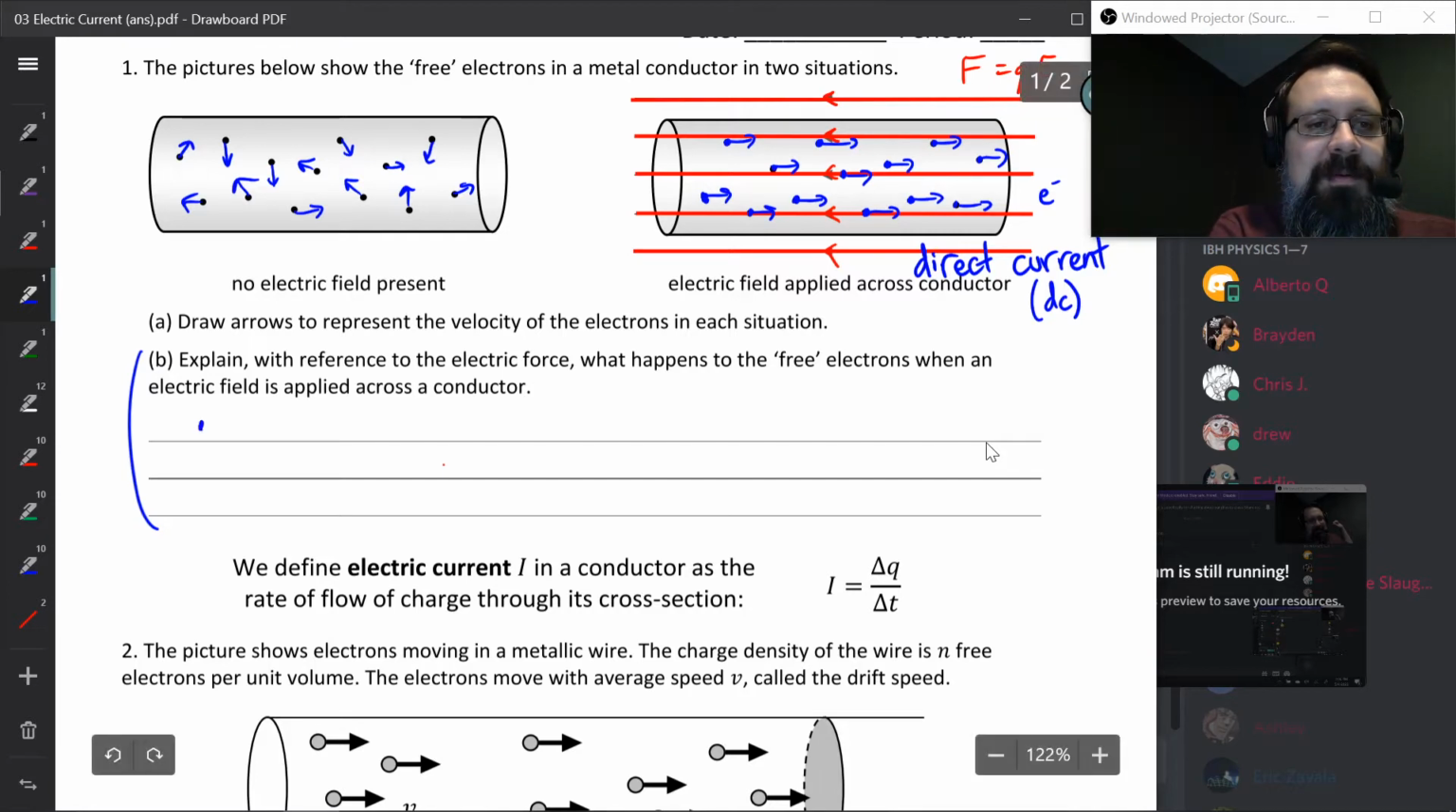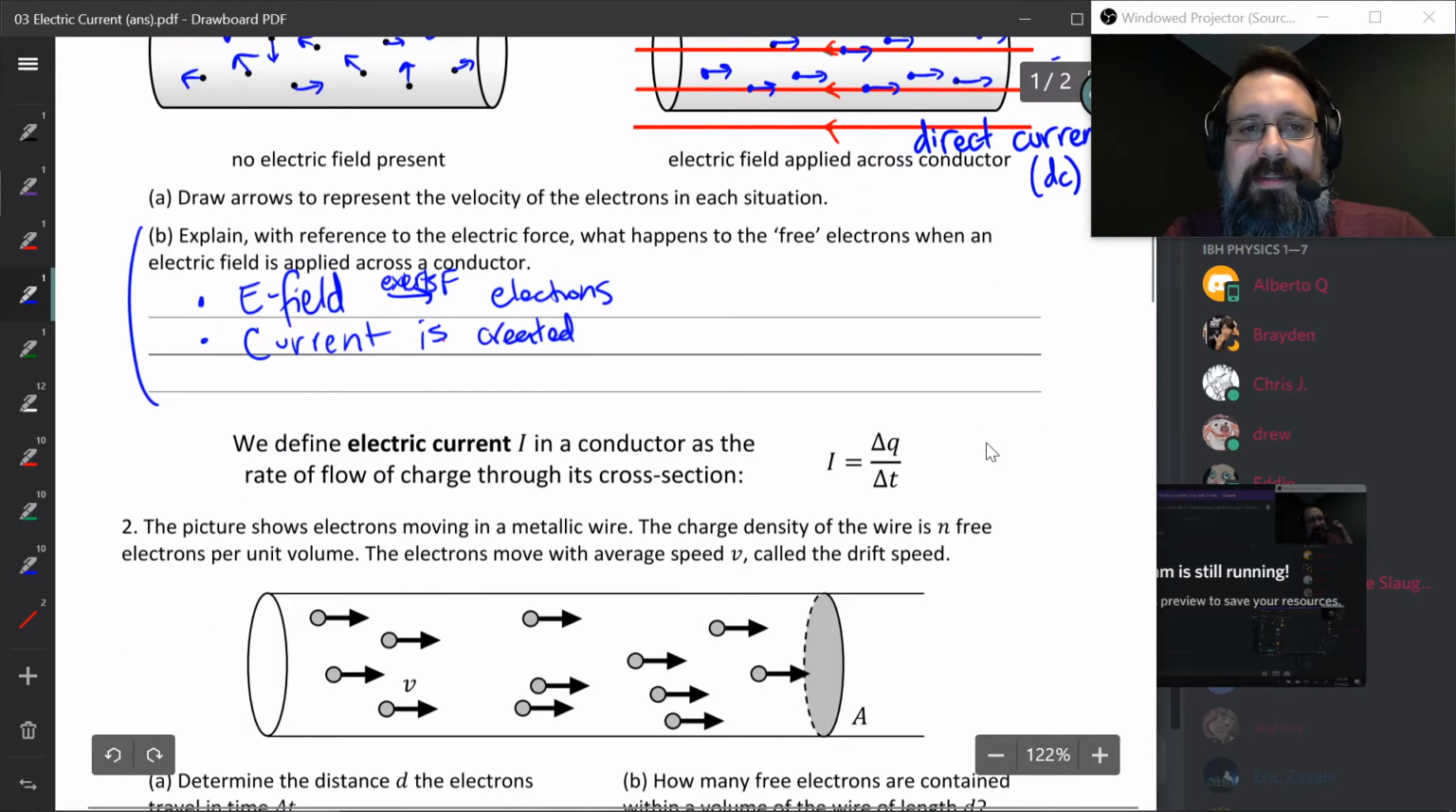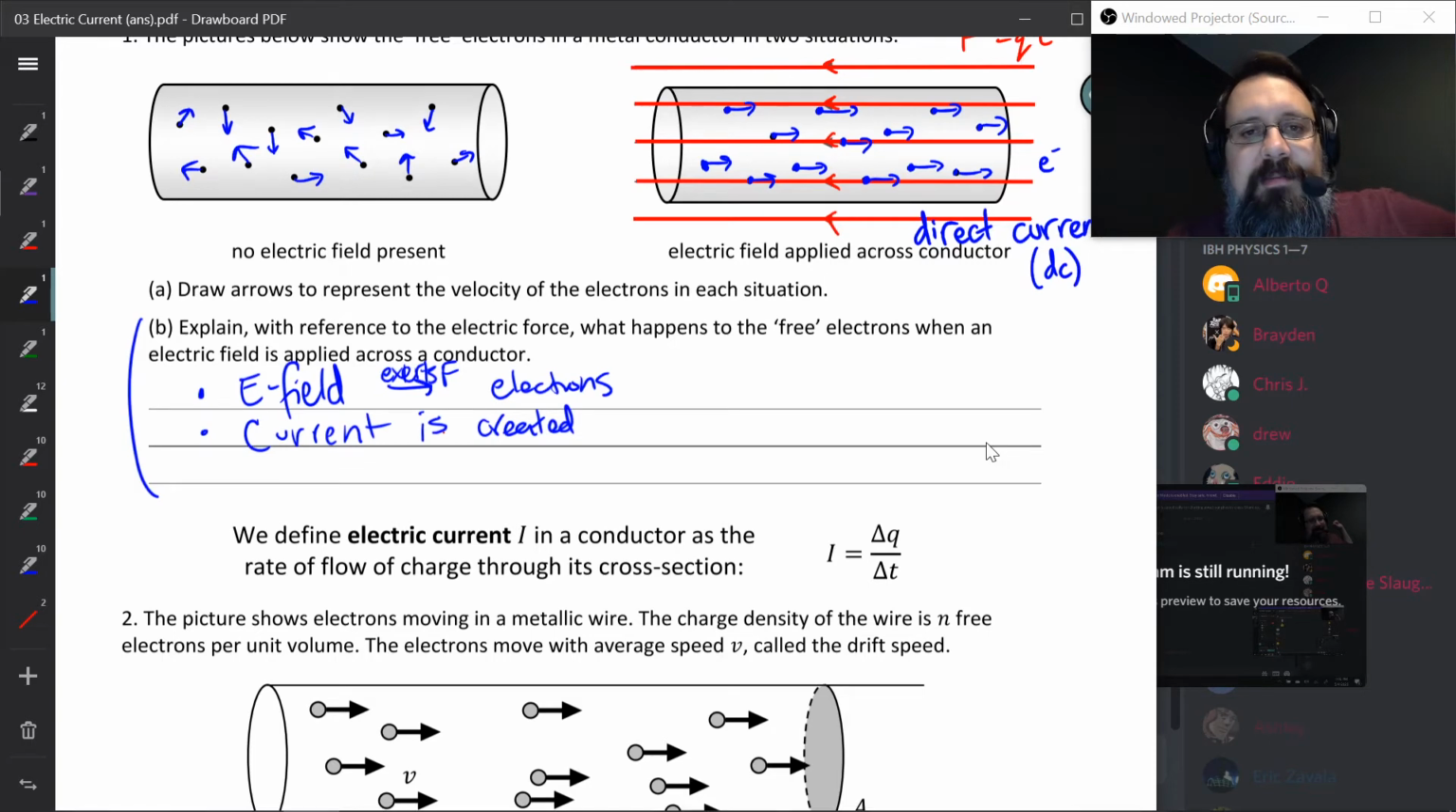So just for some tips, we're first going to say that the E field exerts a force on the electrons. And then the next thing you need to do is talk about how a current is created. I'm going to have you answer that in more complete sentences, but I'm just going to leave you some notes there. So the E field exerts a force on the electrons, and then a current is created.